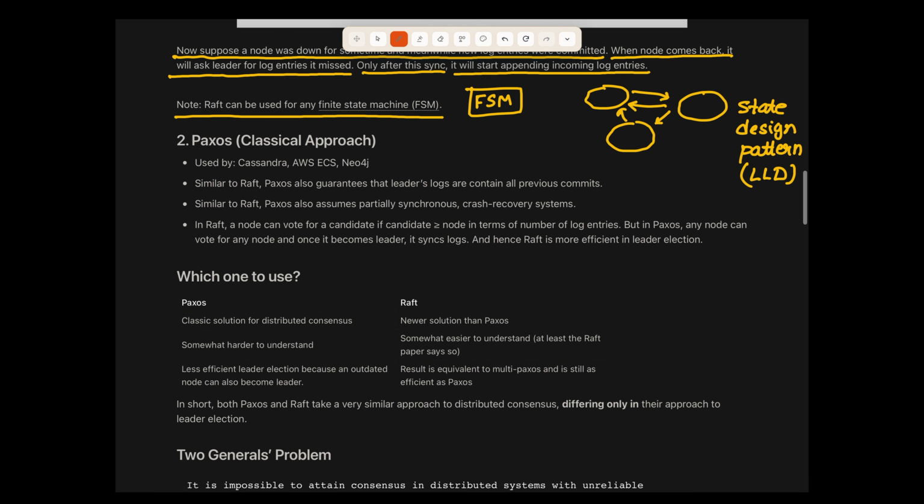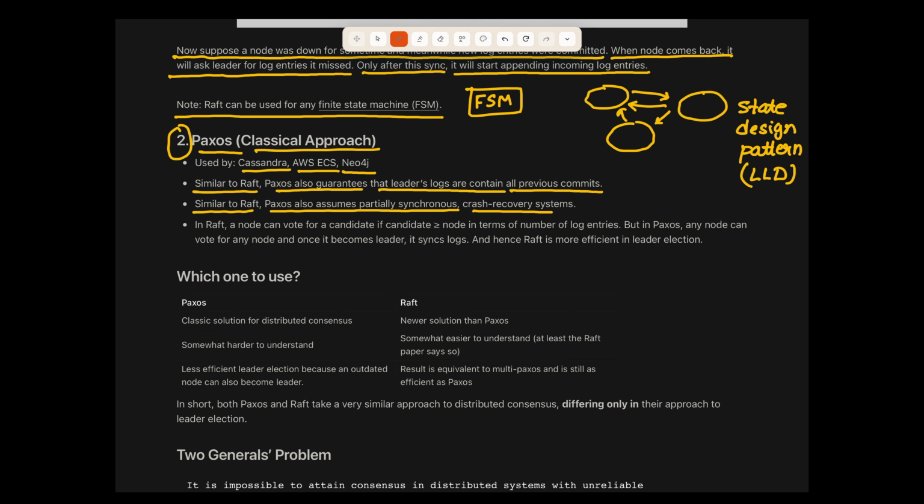Let's come to the second approach, which is the Paxos, and this is the classical approach. It is used by Cassandra, AWS ECS, and Neo4j. Similar to Raft, Paxos also guarantees that leaders' logs are containing all the previous commits. Similar to Raft, Paxos also assumes partially synchronous crash recovery systems. But how does it differ from Raft?